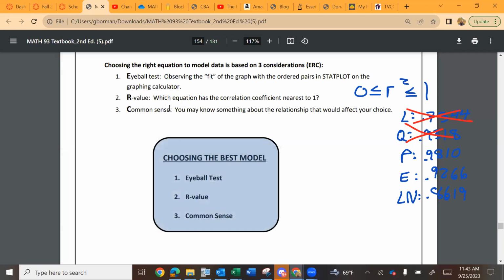All right. The last one is common sense. You may know something about the relationship that would affect your choice.